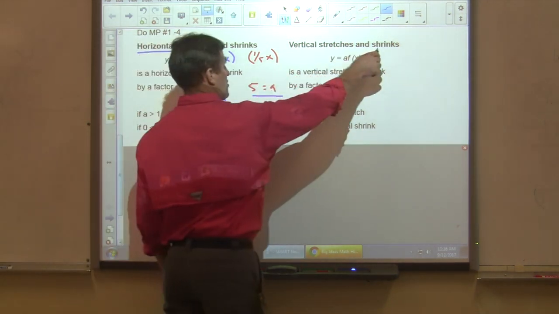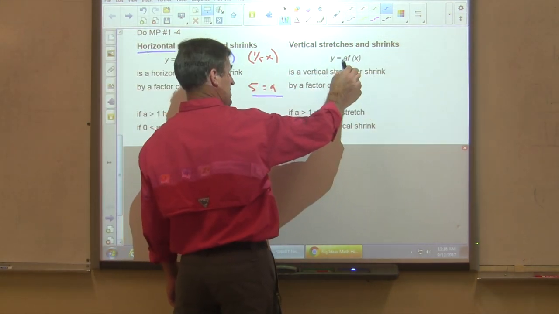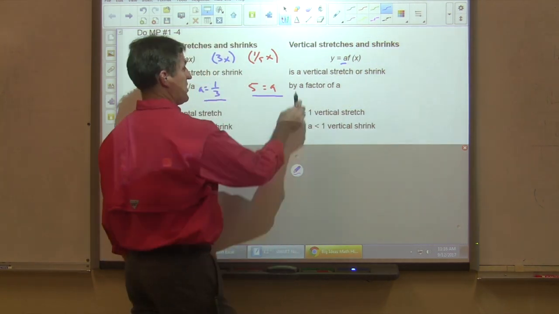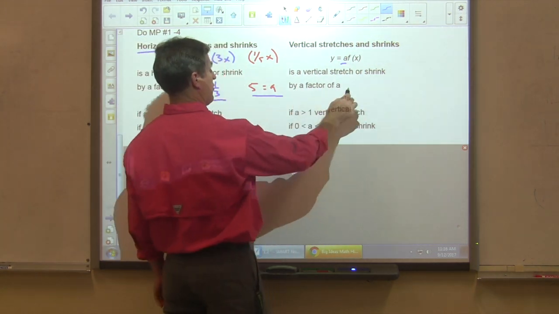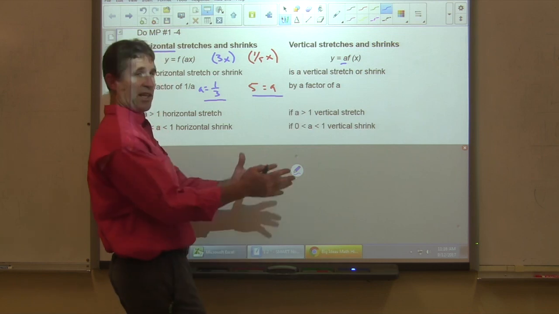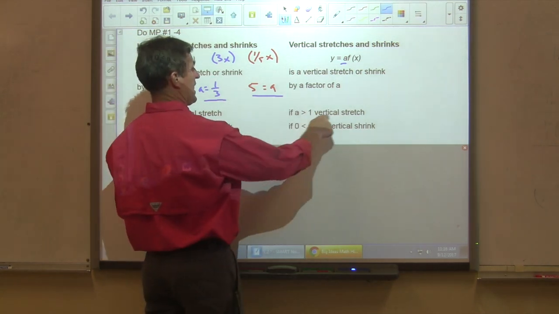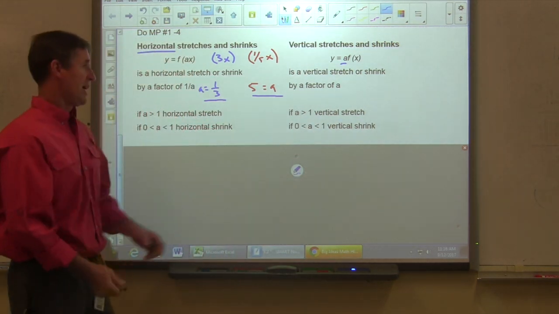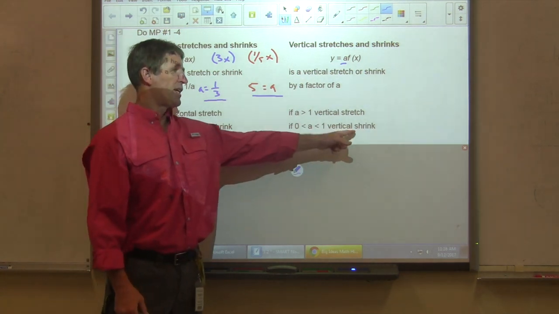With vertical stretches and shrinks, it's outside, so it affects the whole function. So it is a vertical stretch or shrink by a factor of a, so now a is what it is, just like with vertical translations. So if a is greater than 1, it's a vertical stretch, and if it's between 0 and 1, it's a vertical shrink.